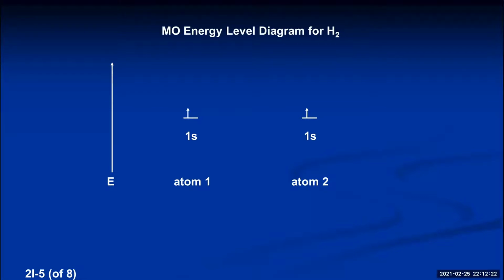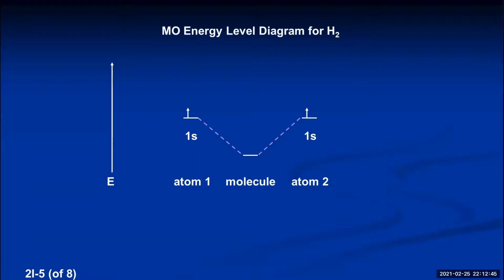So the first one is going to be the bonding orbital, and it's more stable than these 1s's, and so we're going to draw the orbitals for the molecule in the middle, and the bonding orbital is going to be lower in energy than the two 1s's, so I'm going to draw it down here and show some dotted lines going down to it like that. Okay? That's our bonding orbital. It's called the sigma bonding molecular orbital.